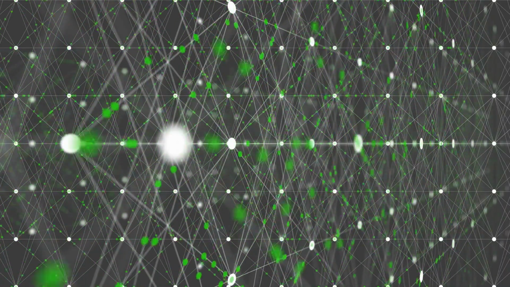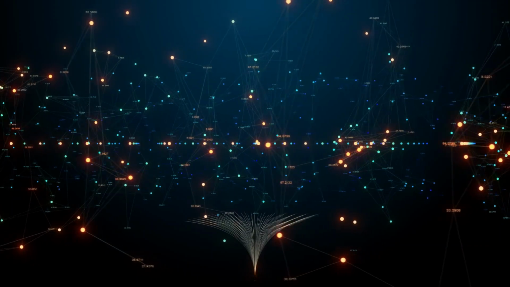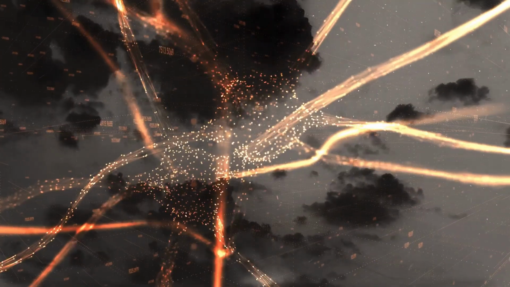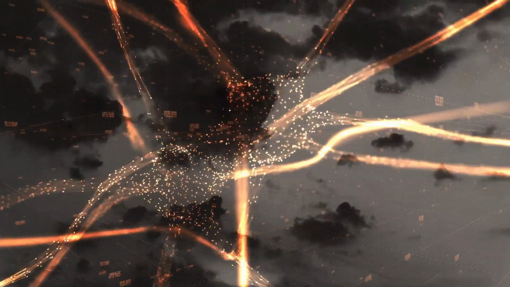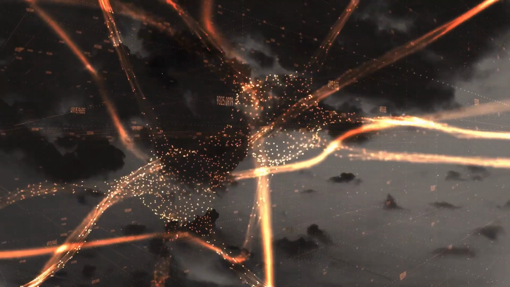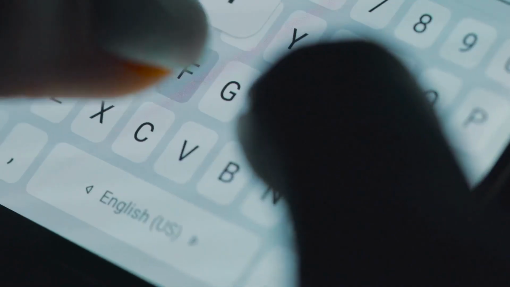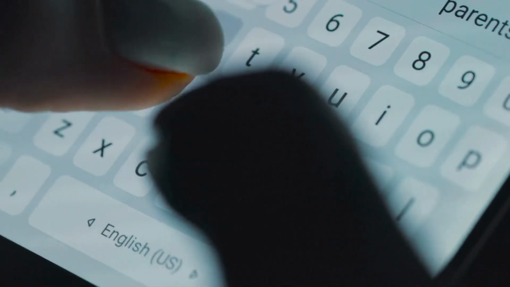RNNs are special because they have a sort of memory, letting them remember the past inputs. This memory helps them understand the context and make predictions. That's how your phone can predict the next word you're going to type.